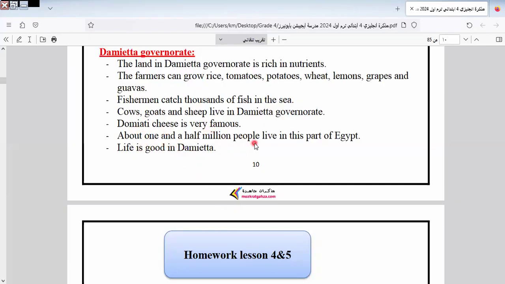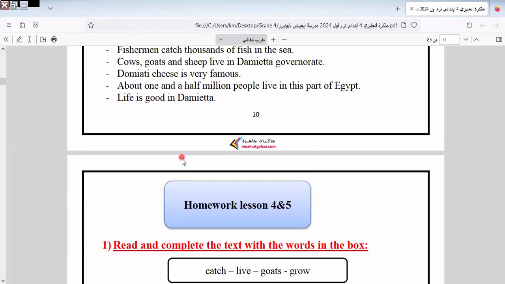About 1.5 million people live in this part of Egypt. We must know this. Life is good in Domyat.